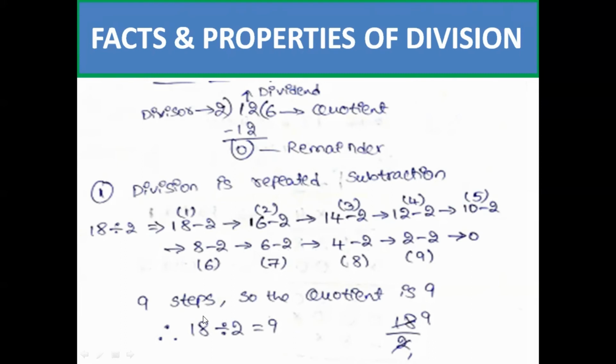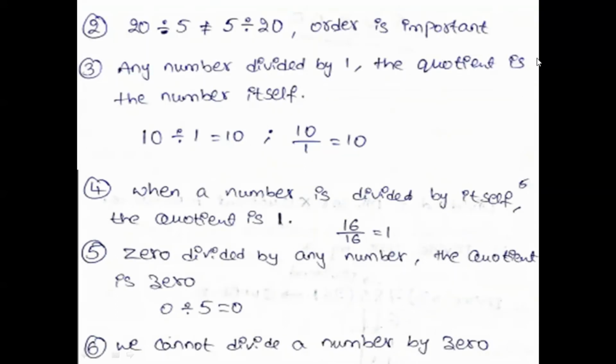9 steps. So the quotient is 9. 18 divided by 2 is equal to how much? The product is 9. 2 nines are 18. 20 divided by 5 is not equal to 5 divided by 20. Order is important.